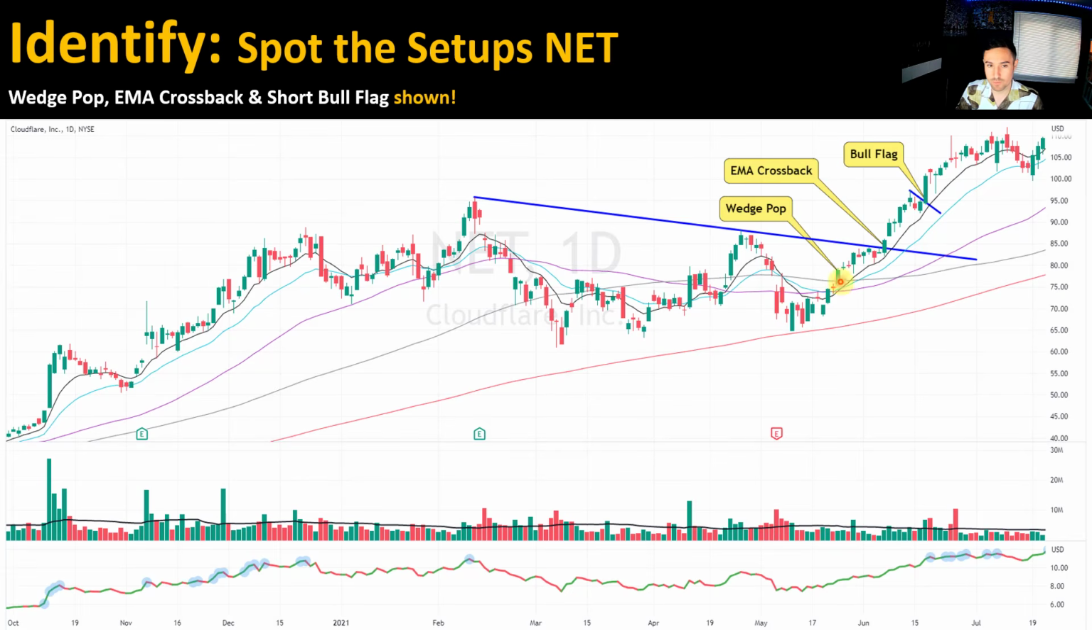So here's the wedge pop. See how it reclaims the 10 and 21 EMA, reclaims all the key moving averages. Here is the EMA crossback. See how it then finds support on the 10 EMA for the first time after the wedge pop. And here is the bull flag.